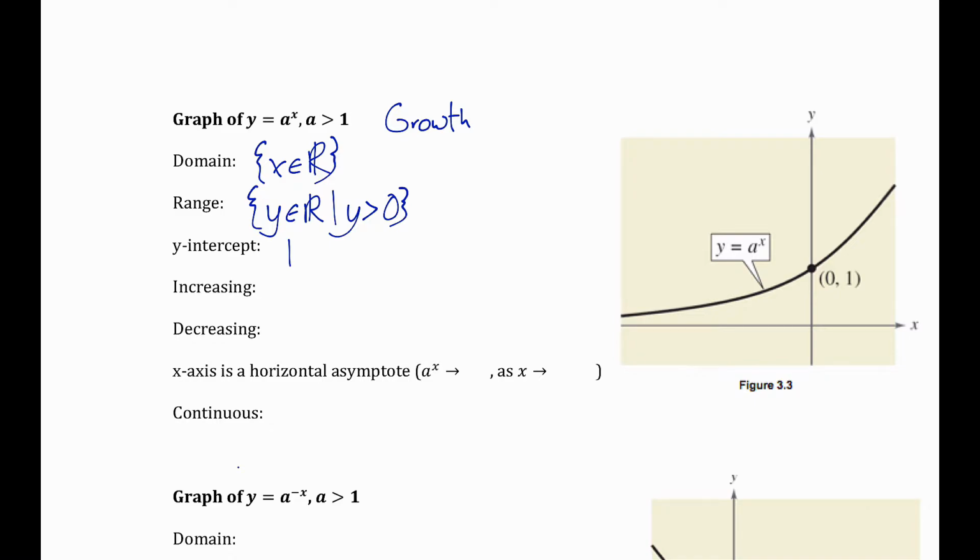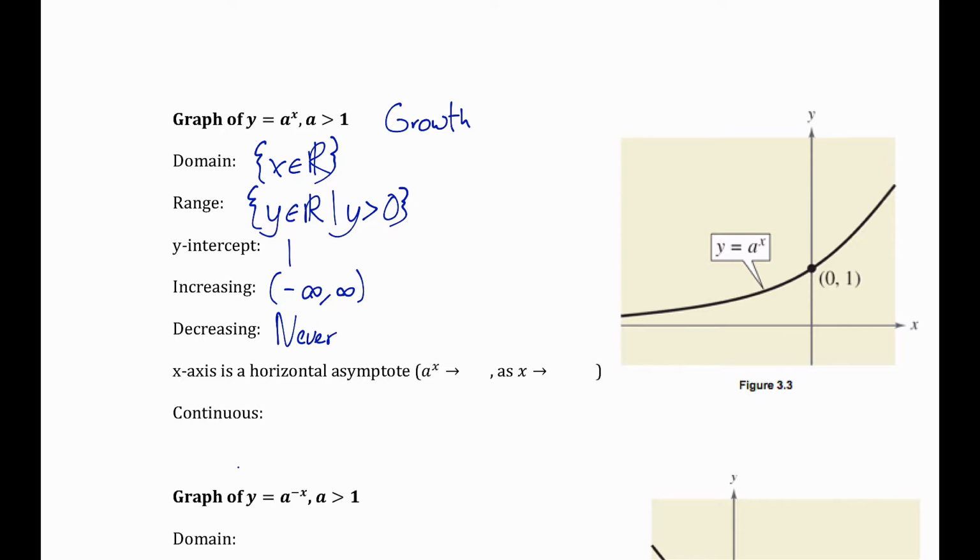It is always, always, always increasing. So you would say it's increasing from negative infinity to positive infinity. And it's decreasing never. It's always growing. So again, we always talk about increasing and decreasing in terms of left to right.